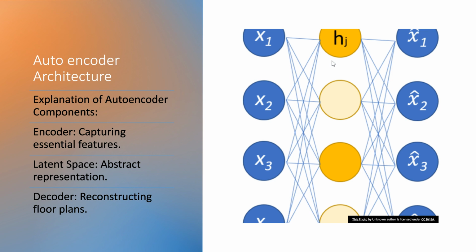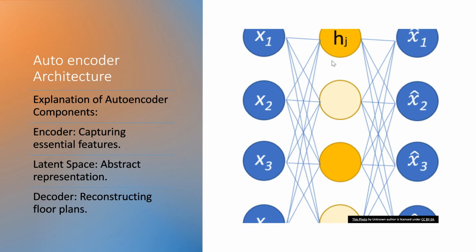Role of the autoencoder. The autoencoder's primary role is to learn a compressed and informative representation of our floor plans. By doing this, it not only reconstructs the original input, but also captures the underlying patterns and features crucial for floor plan generation. Why autoencoders?